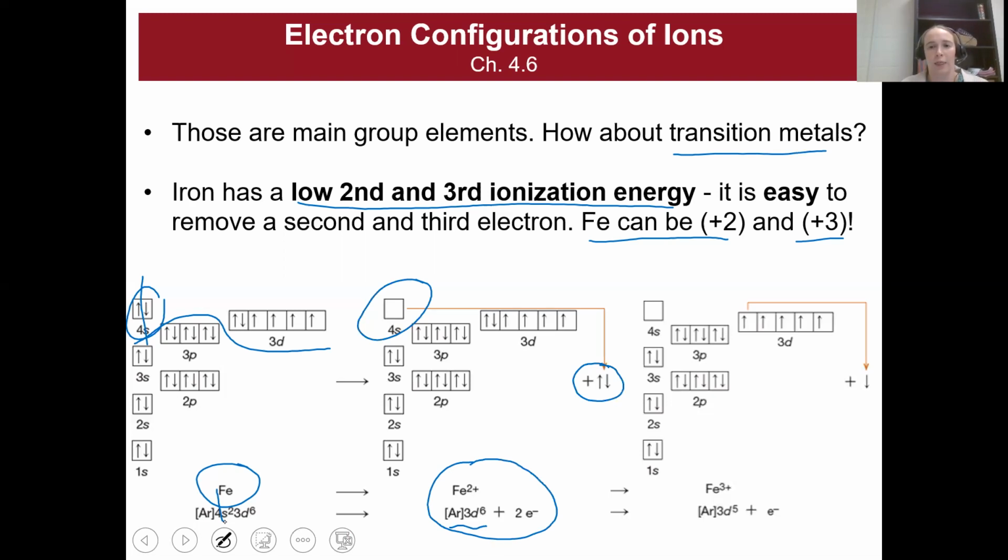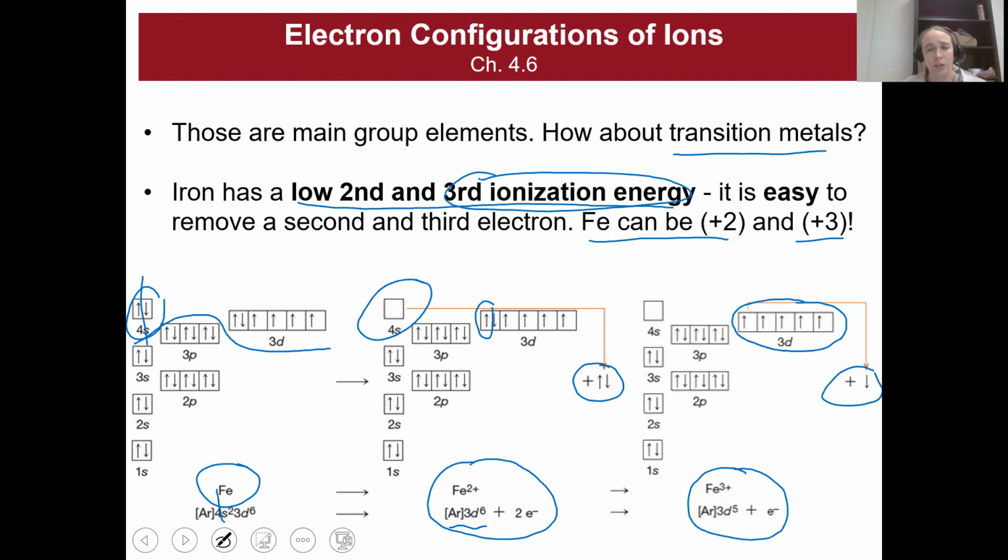If we take away this one, so it ends up over here, look at what we got. We got a half-filled subshell. We got that beautiful half-filled d subshell. That is more stable than if it has 4 electrons or if it has 6 electrons. The 5 out of 10 d electrons are very stable. It's very nice when we have half-filled subshells. So that's why the third ionization energy is also fairly low for iron.